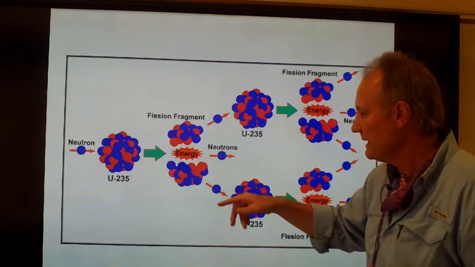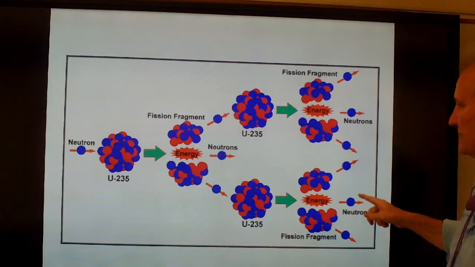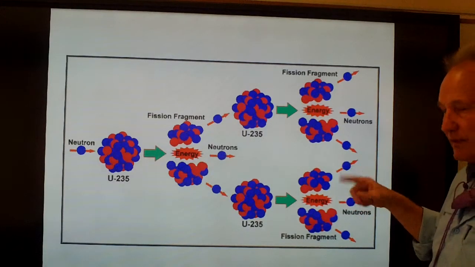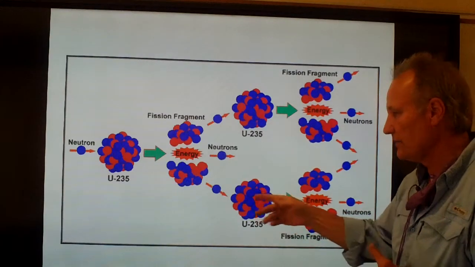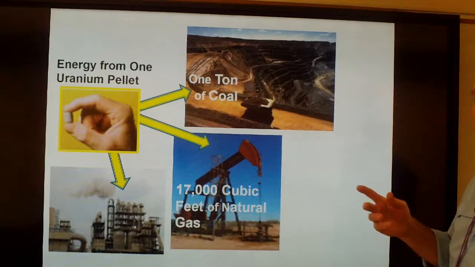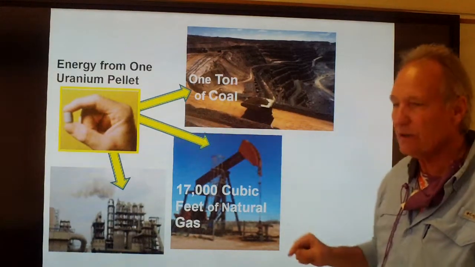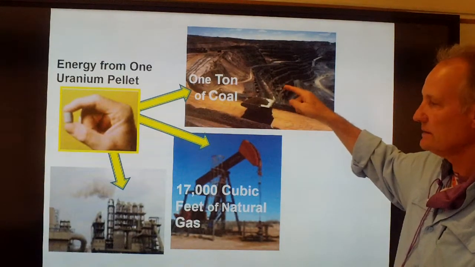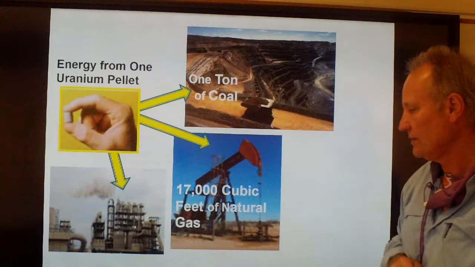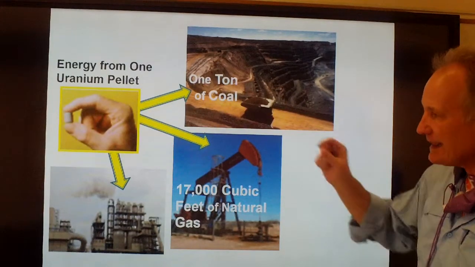Okay, and that will, over time, decay, but it can be replicated. In other words, it starts a chain reaction, which then runs on for a long time. How much energy is that? So this one little pellet is equal to about the amount of energy of about a ton of coal, or 17,000 cubic feet of natural gas.